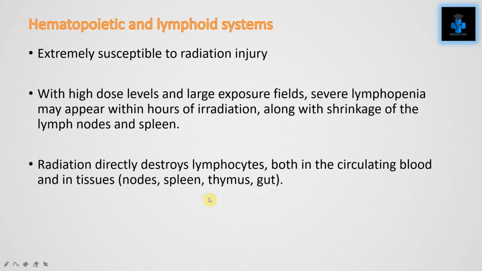Hematopoietic and lymphoid systems. These are extremely susceptible to radiation injury. With high dose levels and large exposure fields, severe lymphopenia may appear within hours of irradiation, along with shrinkage of lymph nodes and spleen. Radiation directly destroys lymphocytes both in circulating blood and in tissues.